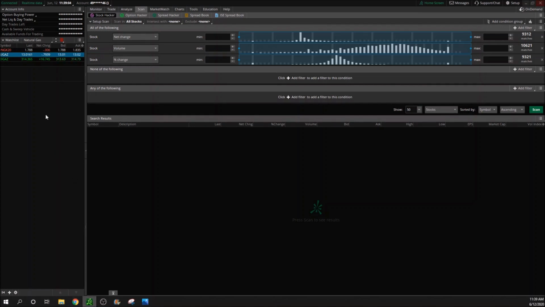So the first thing we're going to do is, you can see we have three of these filters here under stock. The first one, we're going to change to last. Okay, and this means last price, and we want a minimum of $5 and a maximum of $100. That means we're going to scan for stocks that are between $5 and $100.